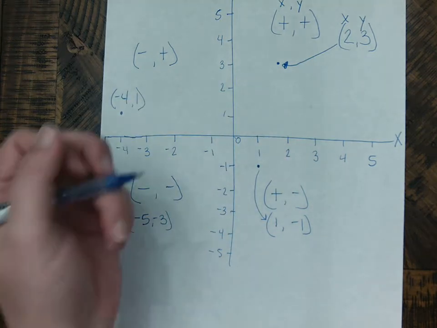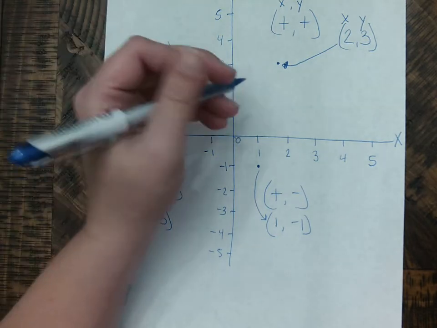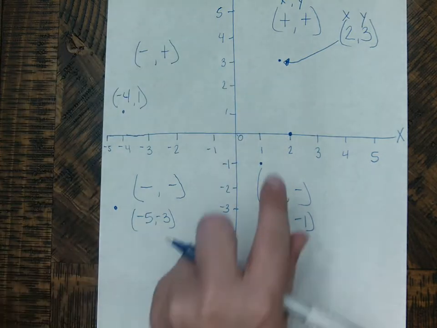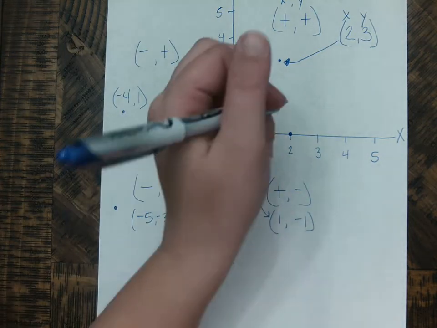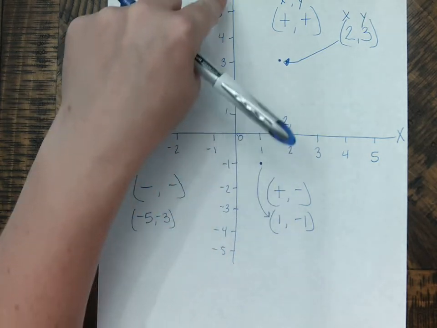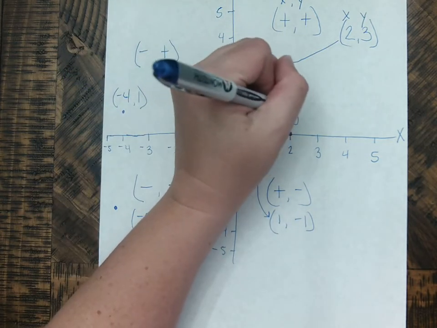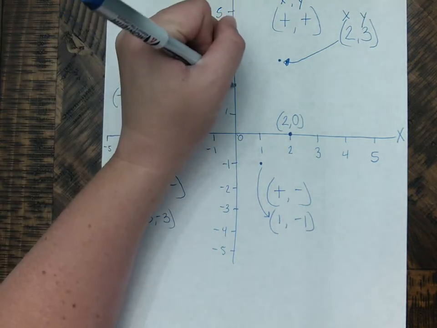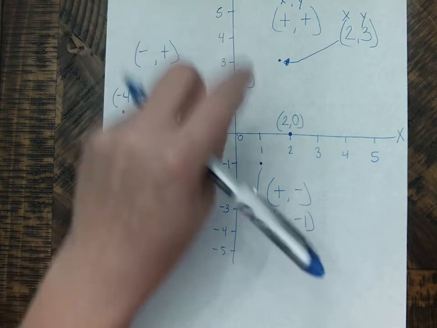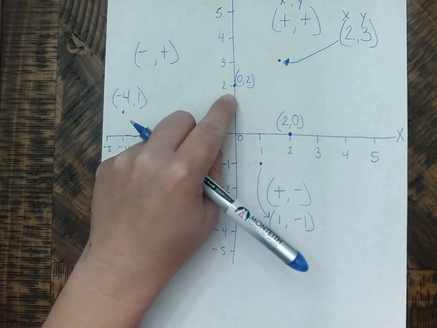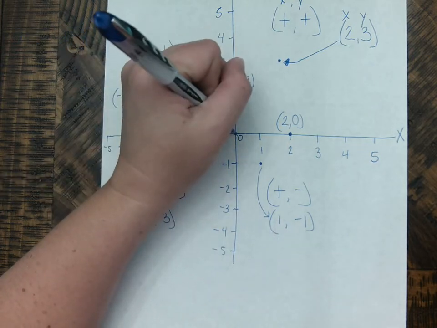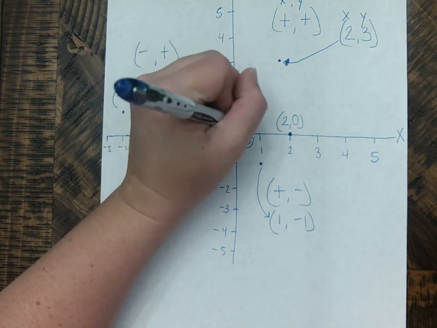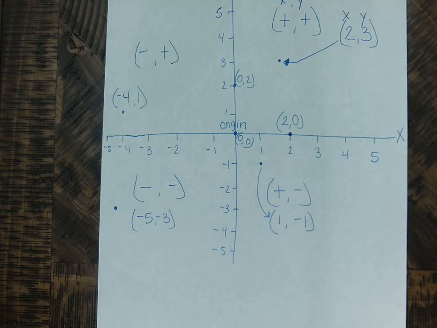Now, what if I stayed on this number line? What if I said, I'm going to go to right here? What is my x value here? My x value is 2. What is my y value? It is 0. So this would be 2, 0. And the reverse of that, right, would be 0, 2, which means I didn't move on my x-axis, but I went up to the number 2. If I stayed right here, this is 0, 0. This is called the origin, right? This is where my graph starts, is at the origin.